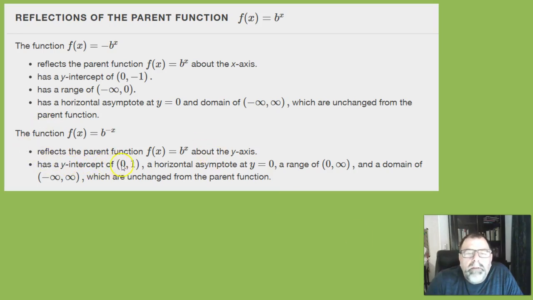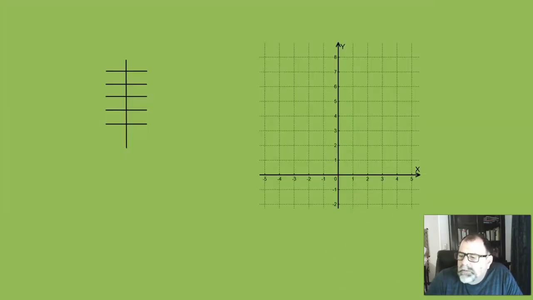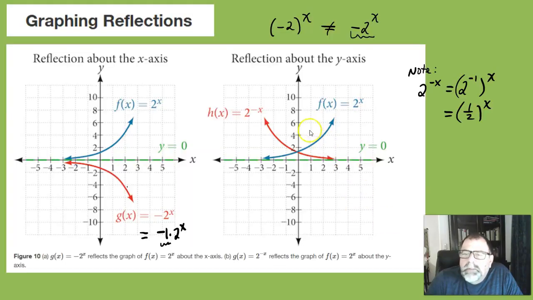Okay, it has a y-intercept 0, 1, so that doesn't change. That asymptote y equals 0 doesn't change. The range doesn't change, and the domain. So all that stays the same. It just flips about the y-axis.